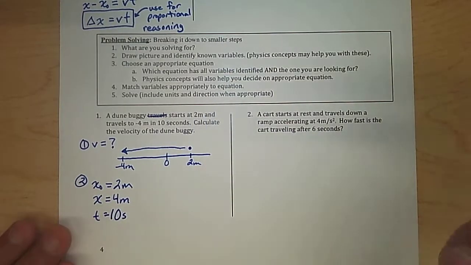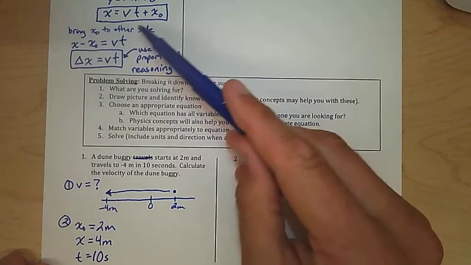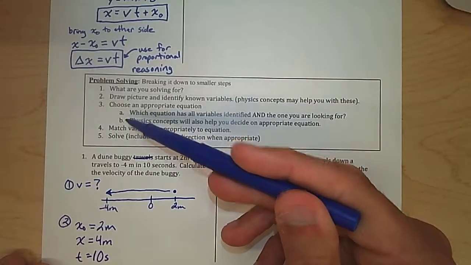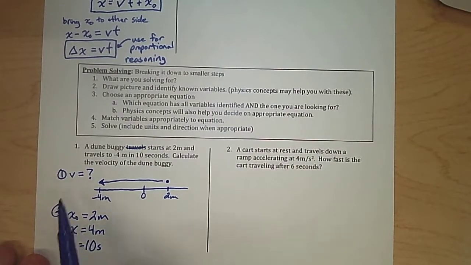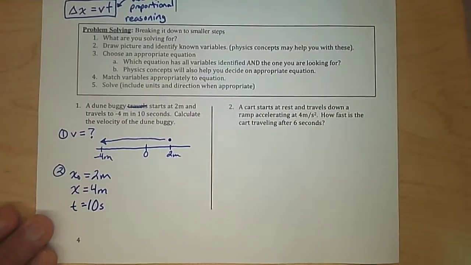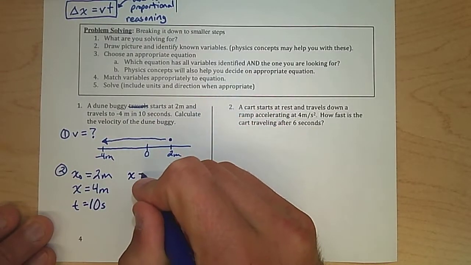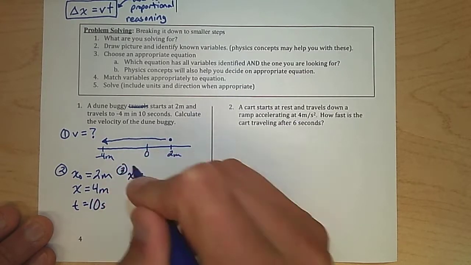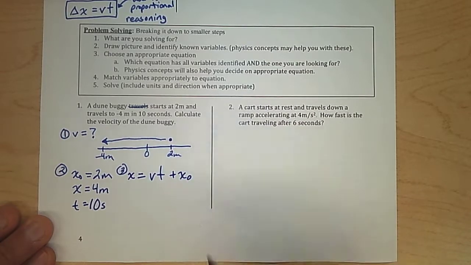For step 3, now I'm going to choose the appropriate equation. It's really easy in this case because we only have one equation. We're just going to use one of these, so we don't really need to worry about A and B for now. Since I have my initial position and my final position right here, I'm going to use the top equation. My final position is equal to Vt plus x naught.